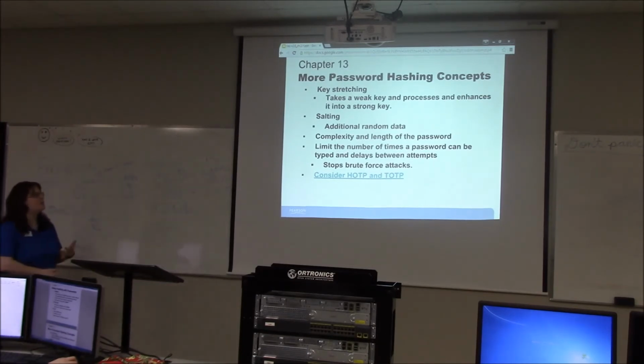A couple more things to remember about password hashing. Key stretching: if you have a weak key, maybe your key's like 32 bits or something, which is really easy for a computer to get past. How long did it take for y'all to crack the passwords in that lab? Do you remember? It was like a minute or something. A minute? 12 seconds, something like that.